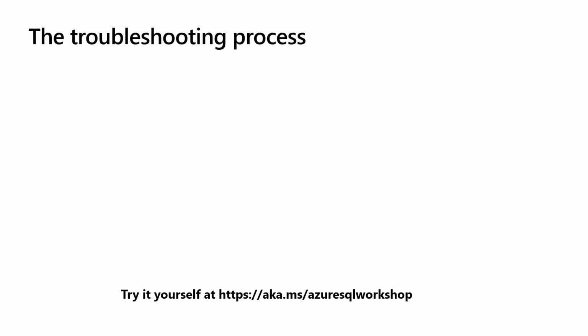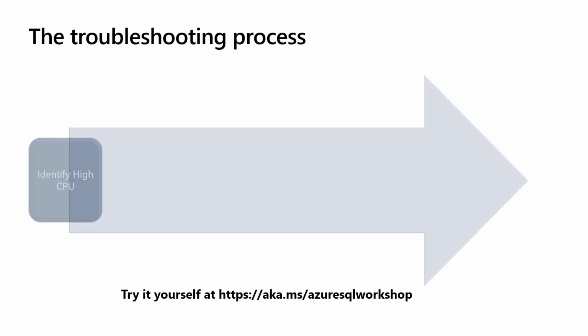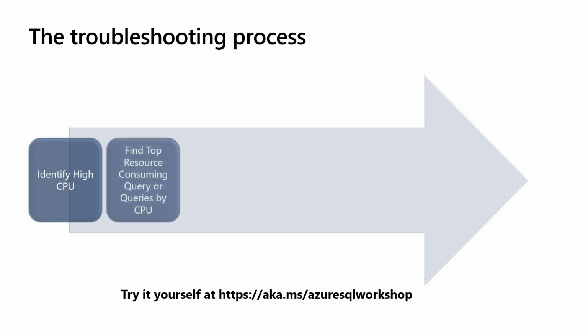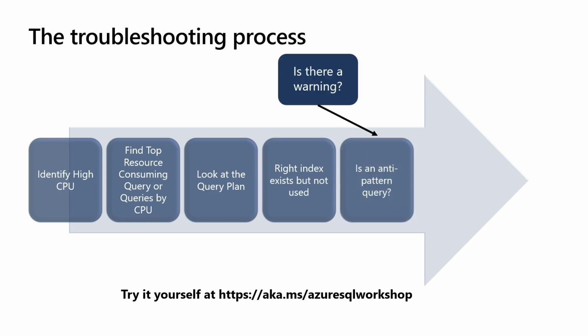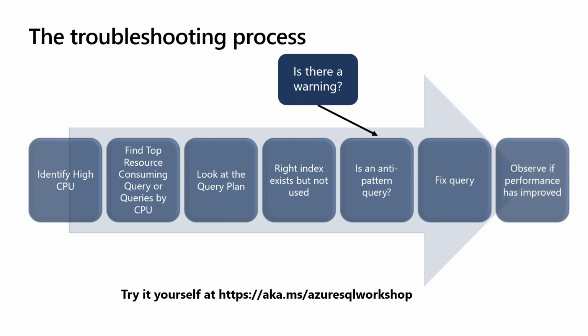Very similar to what we've done in the last episode. We're going to see it's a high CPU problem. We're going to identify those top resource-consuming queries. We're going to look at the query plan, but look at this time: there's an index that exists, but it's not used. So we're going to see, is there an anti-pattern query involved? And in fact, in some cases, SQL Server can warn you that that might be the case. What we'll do is we'll go fix the query to adjust the problem and make sure we solve the anti-pattern issue, and then check to see if performance has improved.